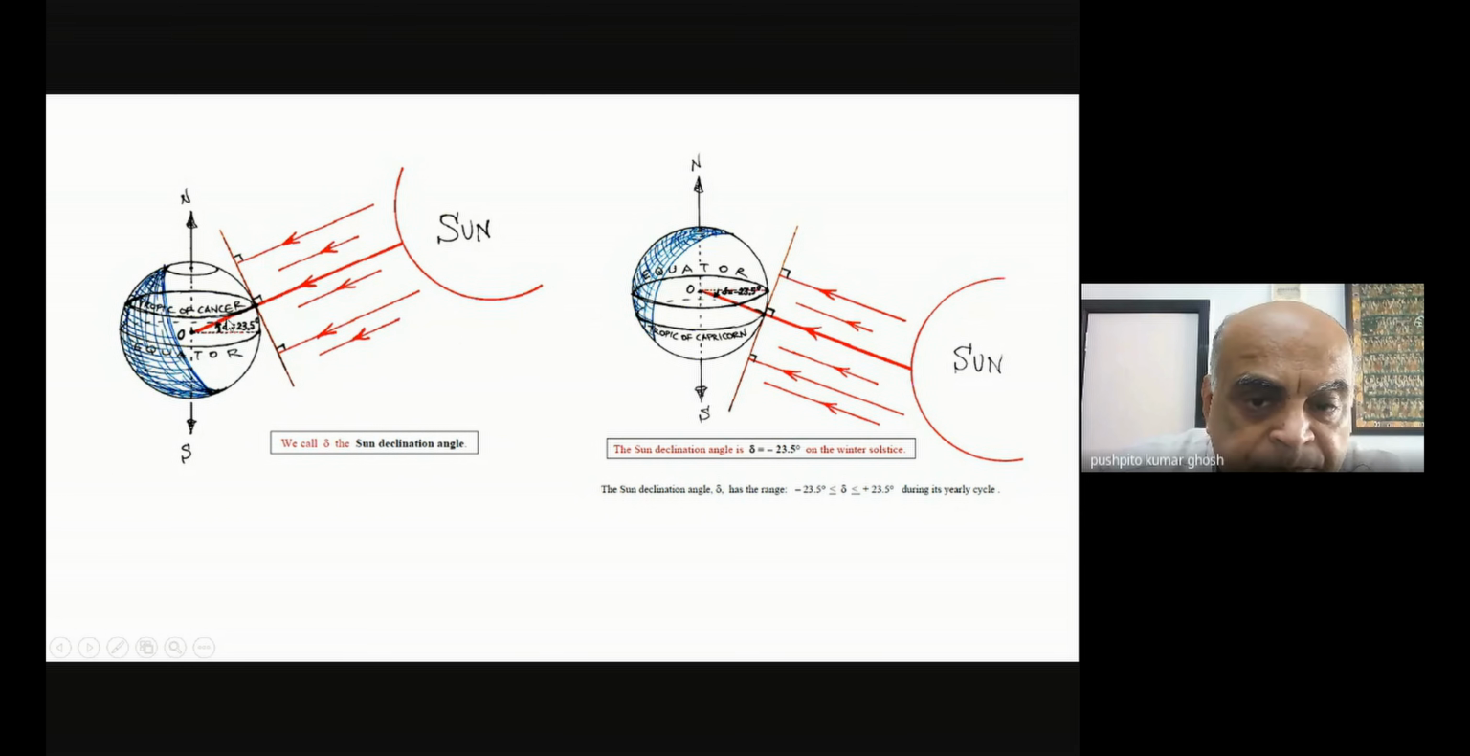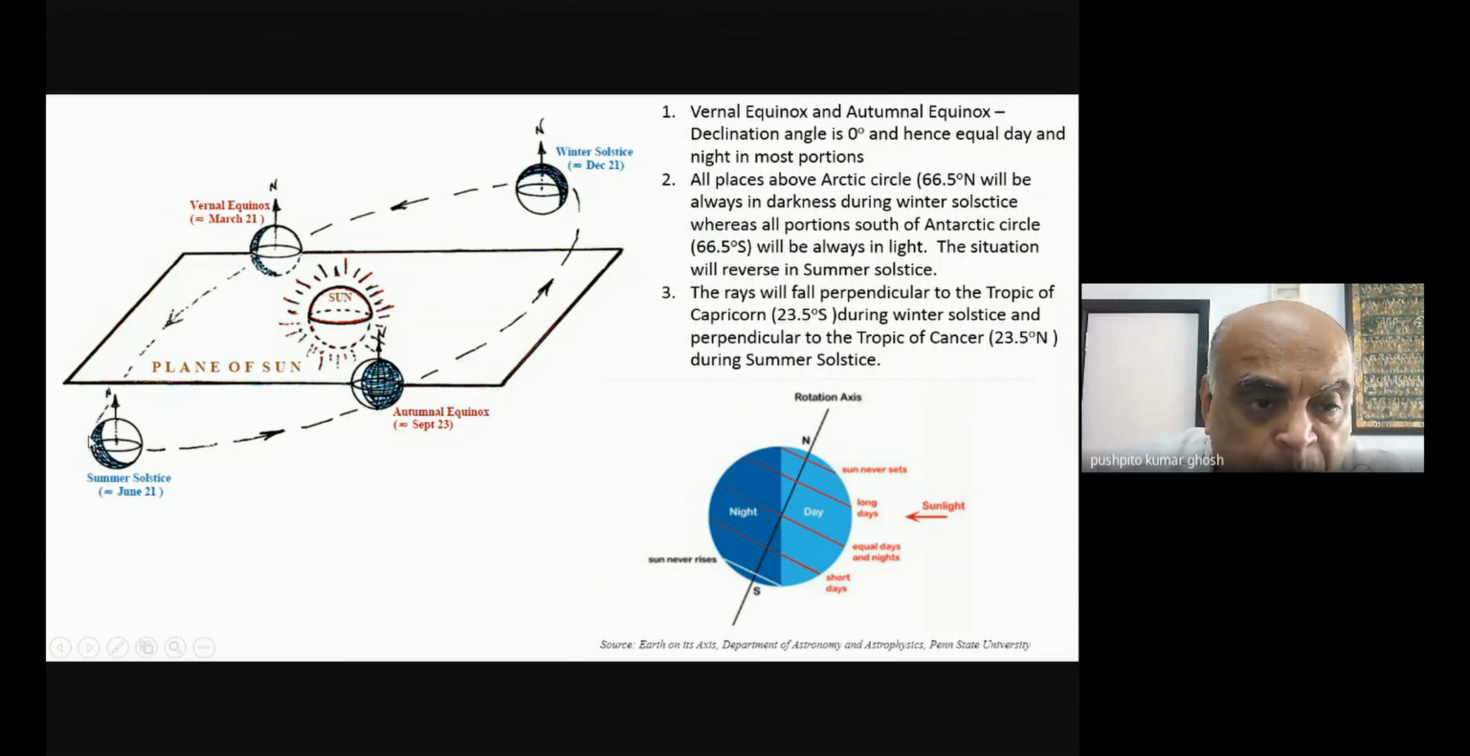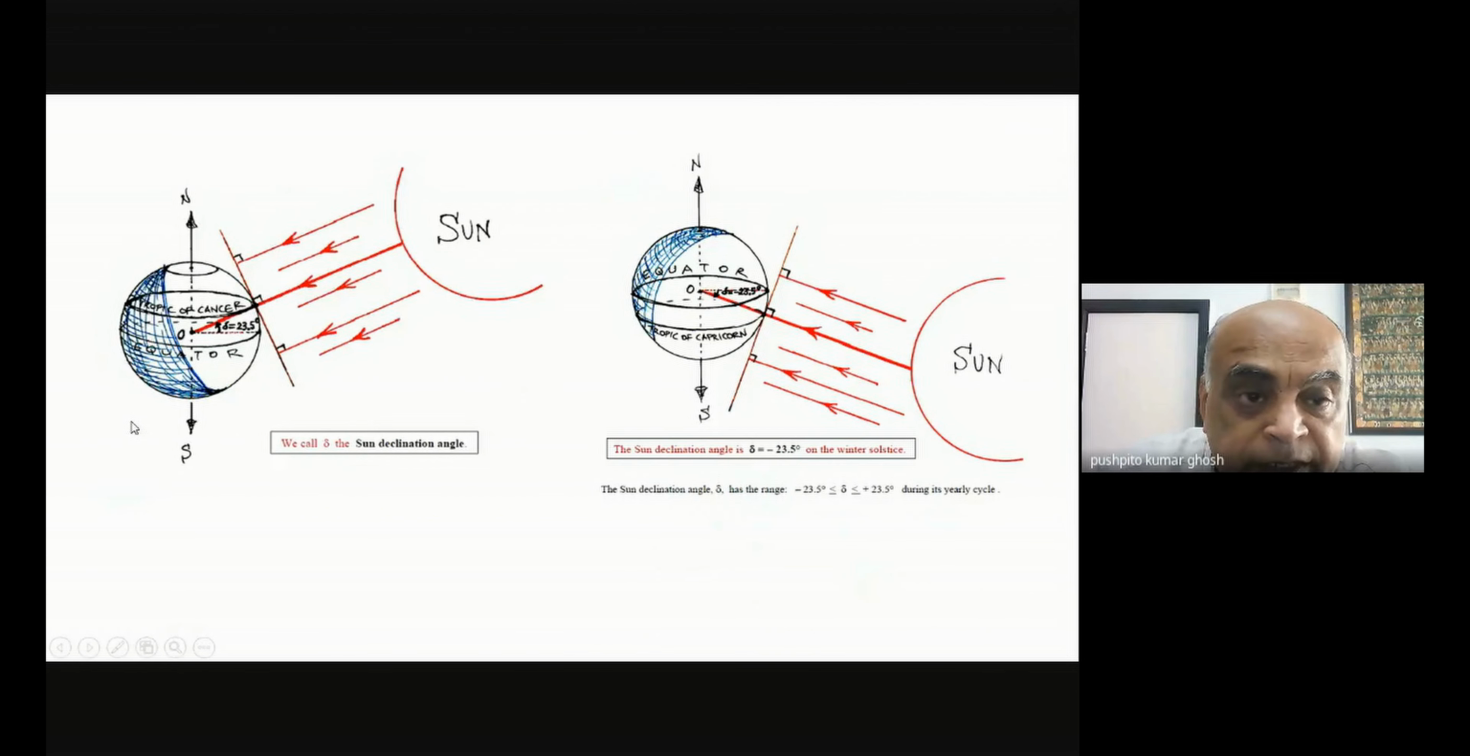Okay, this one. All right, now this angle, the declination angle, is 23.5 degree at this point. When you are at this point, this angle of the sun's rays with the plane of the equator, from the origin, it is 23.5 degree. And when you are at the winter solstice, you can see what is happening: the radiation, the point at which it is absolutely perpendicular to the earth is at the Tropic of Capricorn.